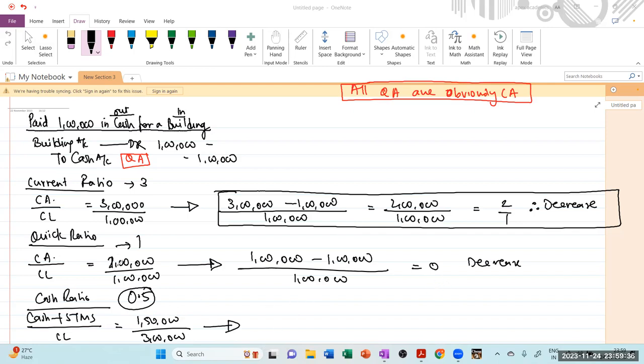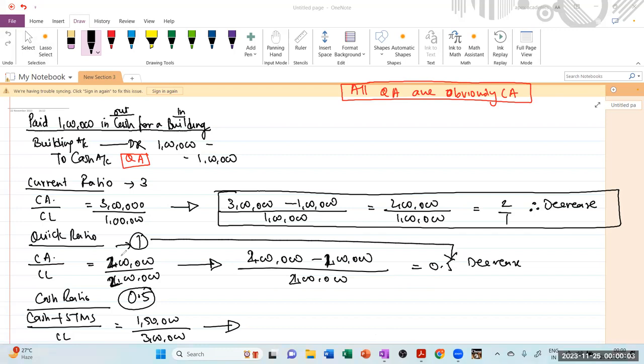Ideally, I can write like this also, not 2 lakhs upon 2 lakhs. So this will be 2 lakhs minus 1 lakh upon 2 lakhs. So it will be 0.5. 1 is falling to what? 0.5. There is a decrease only, right? Am I clear about this?